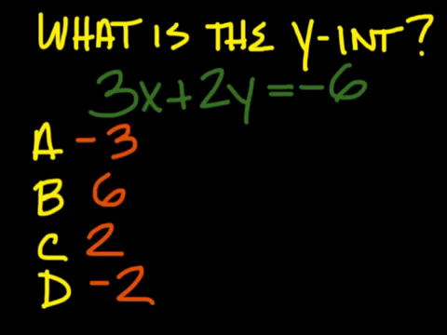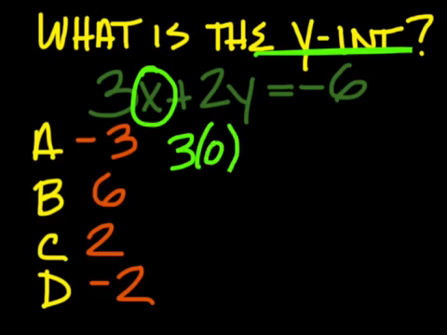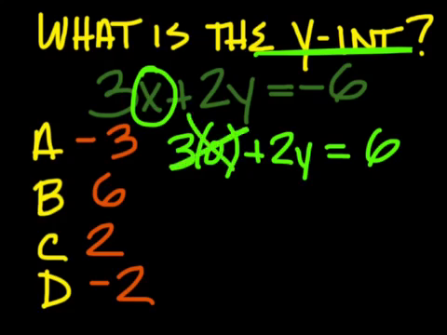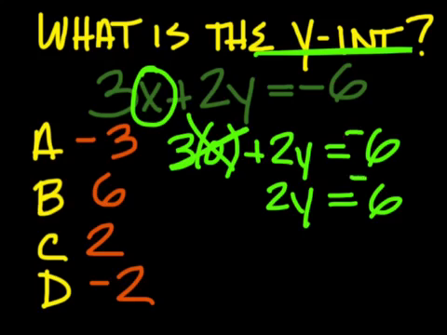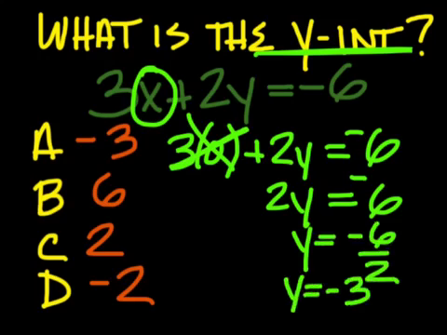If you're finding the y-intercept, put a 0 in where the x is at. 3 times 0 plus 2y equals 6. 3 times 0 is 0, so it just cancels out. And you're left with 2y equals 6. What would the y-intercept be? That should be a 6. Yeah, divide 6 by 2 and come up with 3. So the answer was A.